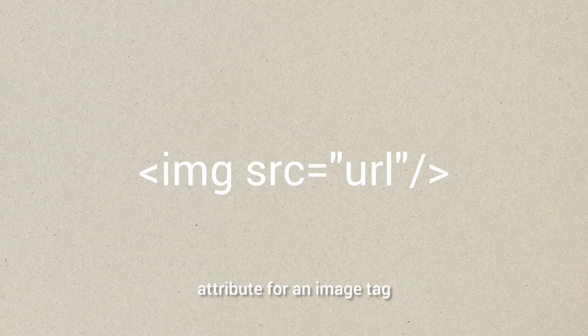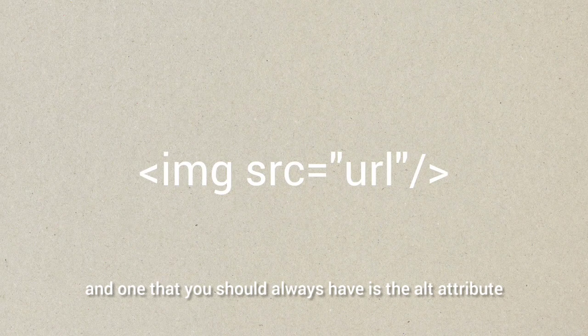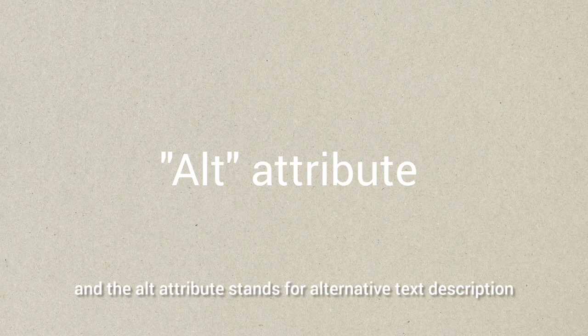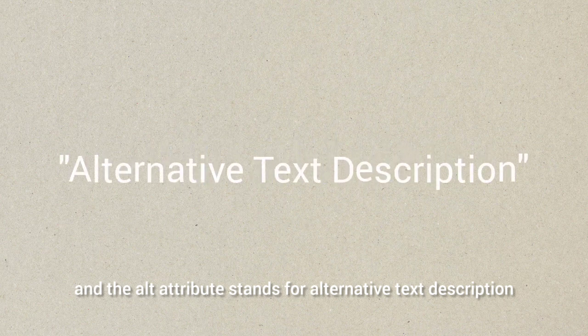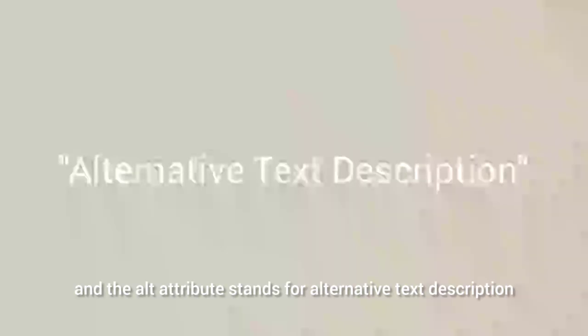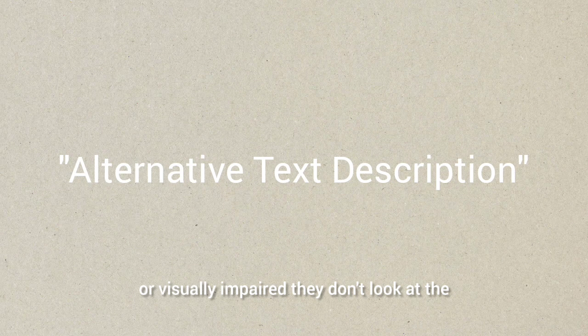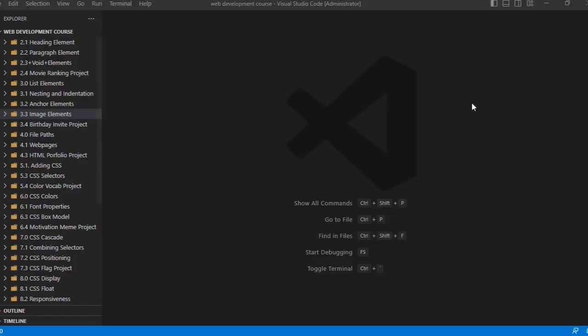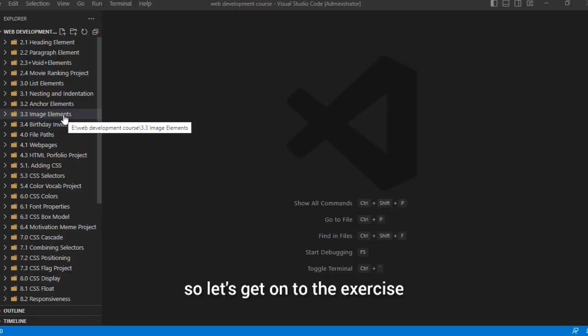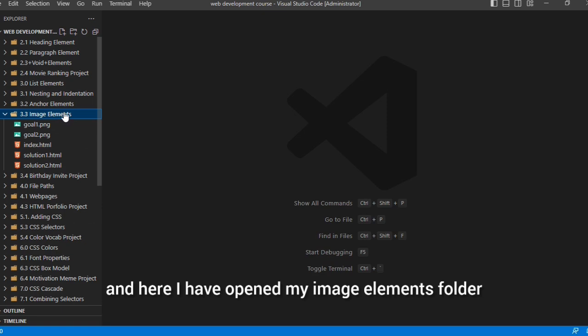The other attribute for an image tag that's super important and one that you should always have is the alt attribute, and the alt attribute stands for alternative text description. This is really important because people who are blind or visually impaired, they don't look at the internet the same way we do. So let's get on to the exercise, and here I have opened my image elements folder.